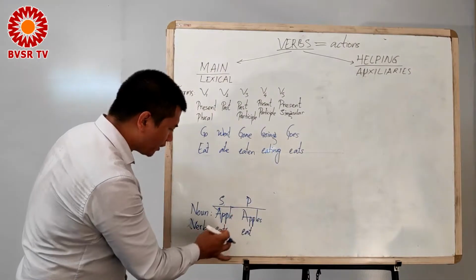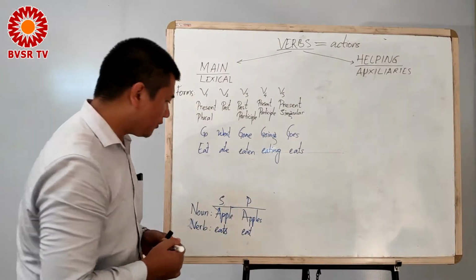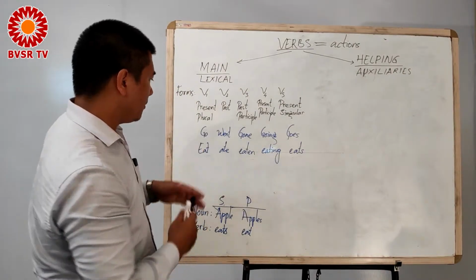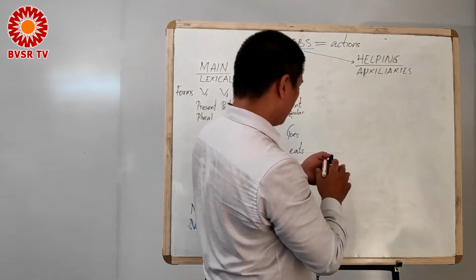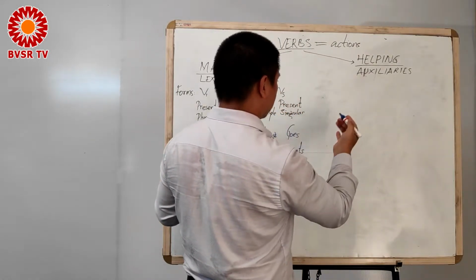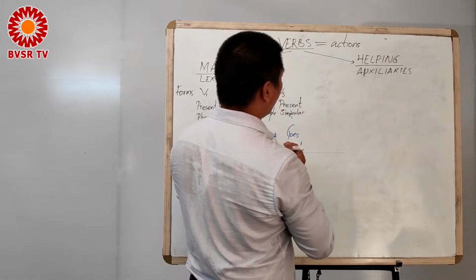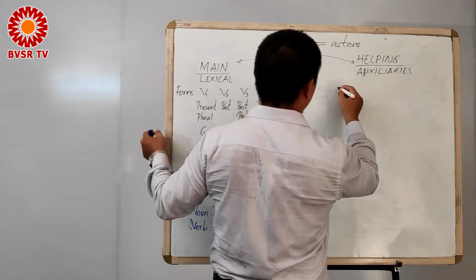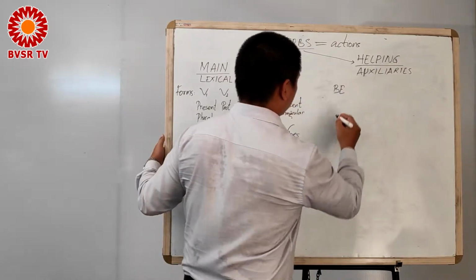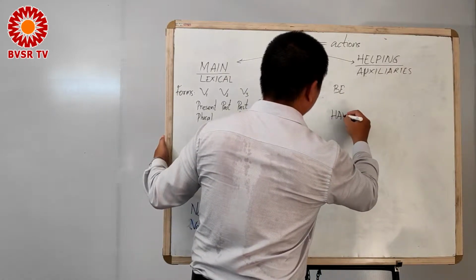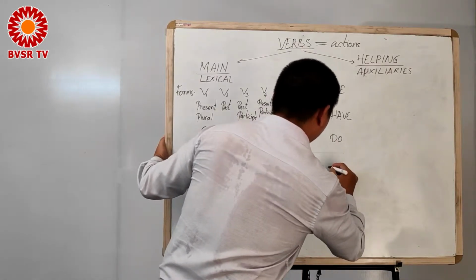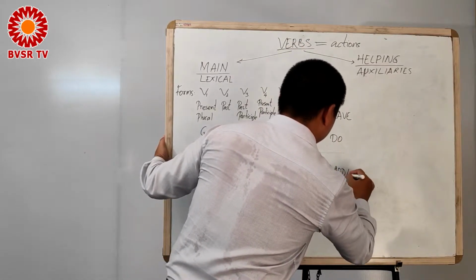And that is the opposite of noun and verb. That is the difference between noun and verb, and you should not get confused with noun and verb over here. Now let us go and explain more about helping verbs or auxiliaries. Under auxiliaries, we have four kinds of verbs: the first one is be verb, have verb, do verb, and the last one is modals.